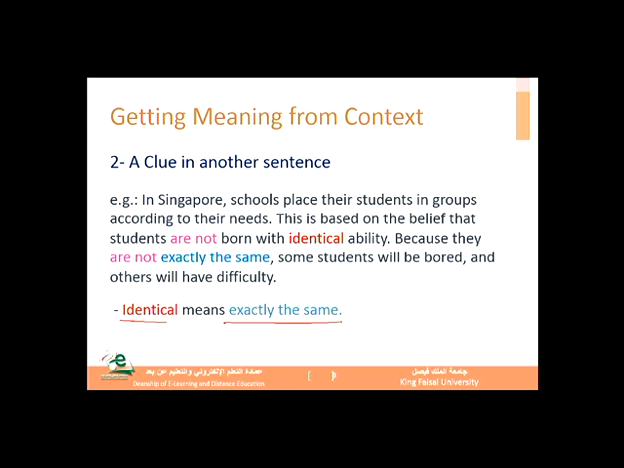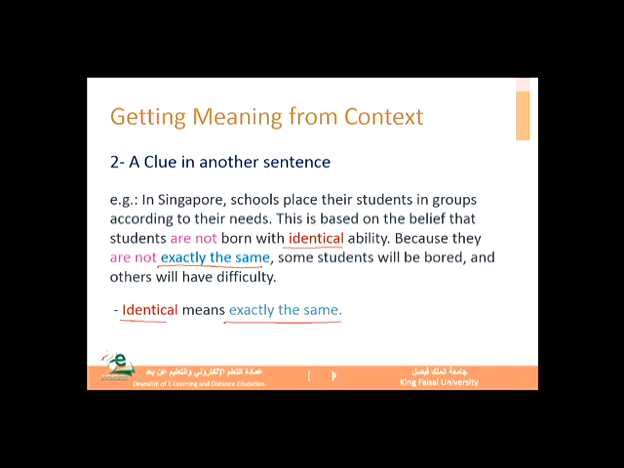So again, we want to know the meaning of the word identical. We continue reading: because they are not exactly the same. In a way, it's a repetition of the same meaning, but with different words. So identical means exactly the same.